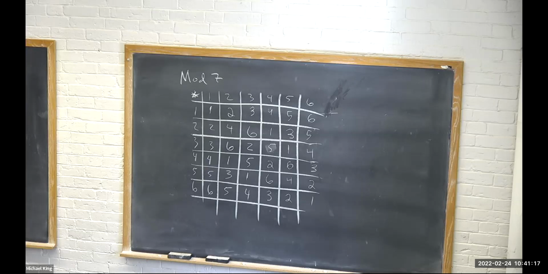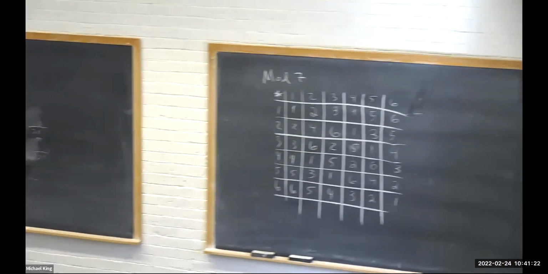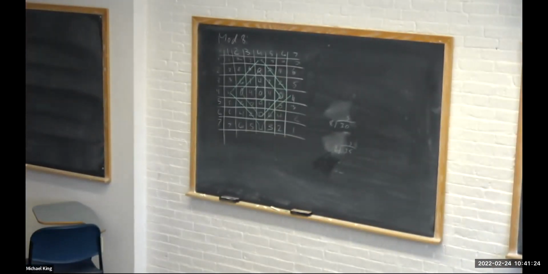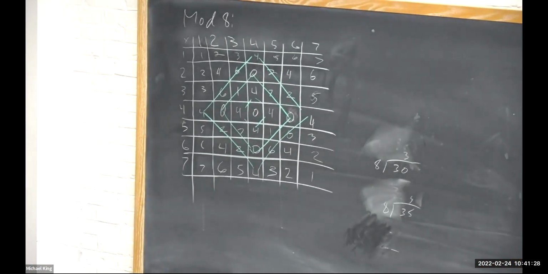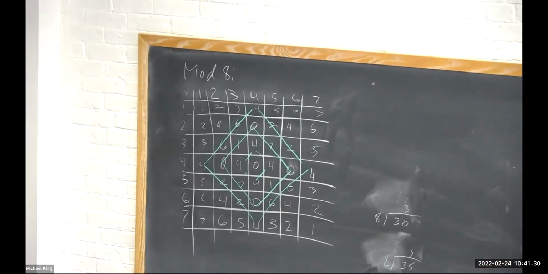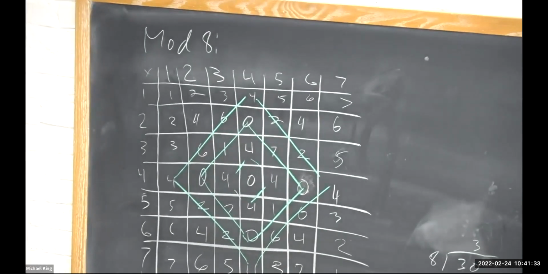Here's the mod 7 table. Ooh, there's an interesting pattern. Some sort of diamond pattern in the mod 8 table.